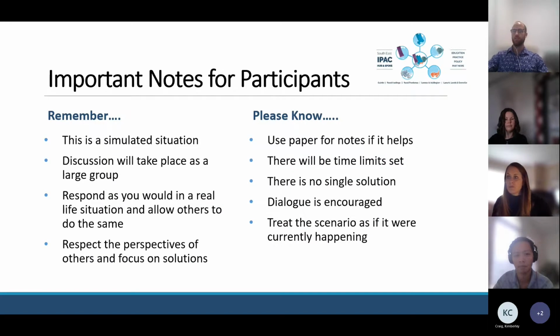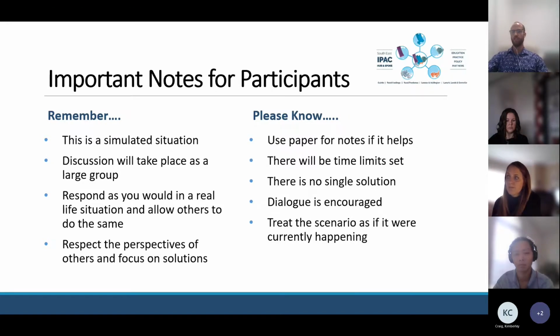So these are some tips for messaging and direction that can be communicated to participants in advance of moving into the scenario to establish expectations during the exercise. Some examples of reminders for participants are, this is a simulation exercise. Discussion will take place as a large group. Respond as you would in a real life situation and allow others to do the same. Respect the perspectives of others and focus on solutions.